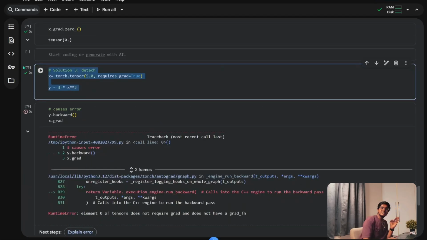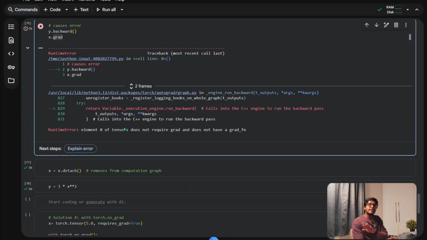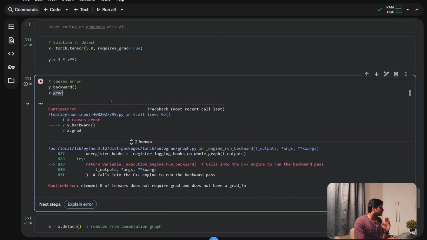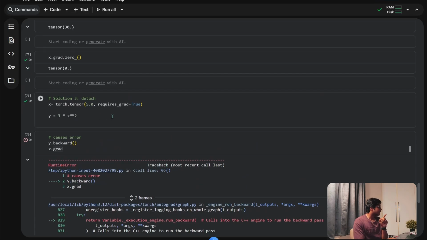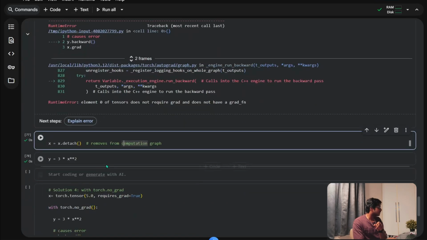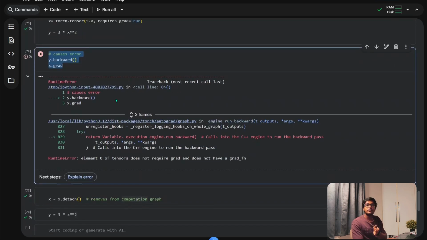So this is how it works. We create our x tensor, then we write our y expression, then we do y.backward() and x.grad so that we get the gradient with respect to x. And once we got it, we do this, which removes x from the computation graph, so that next time if we again try to calculate the gradient, it will throw us an error.